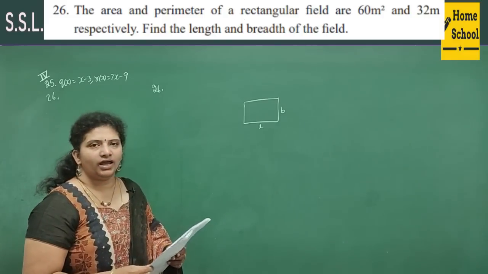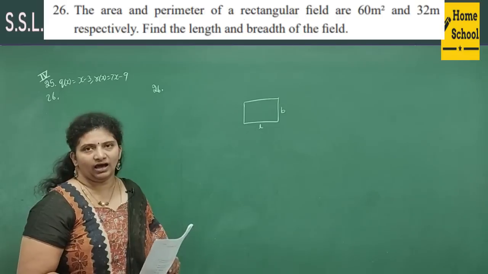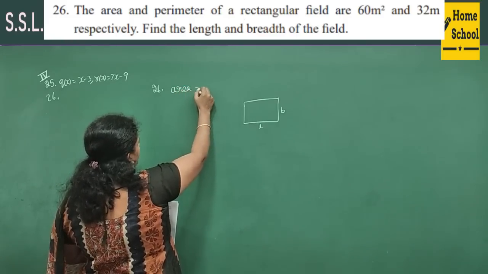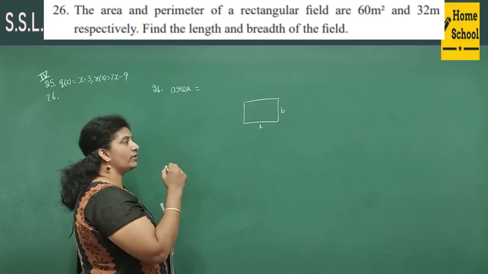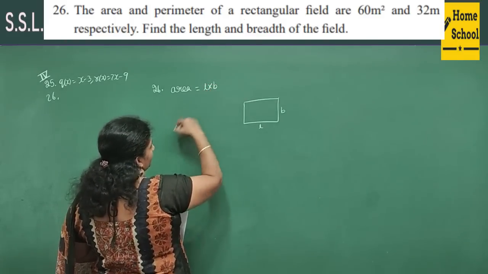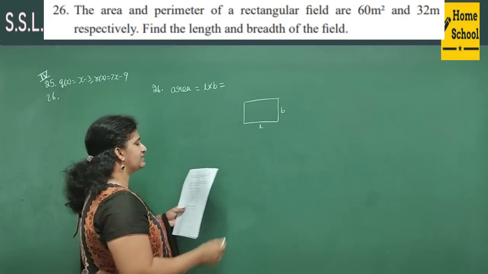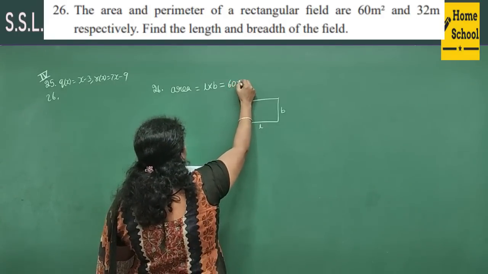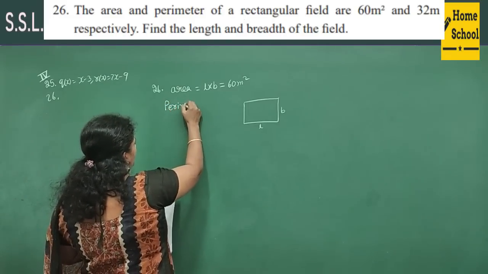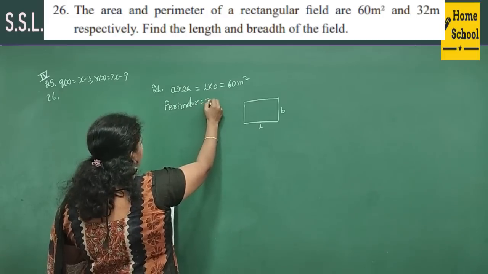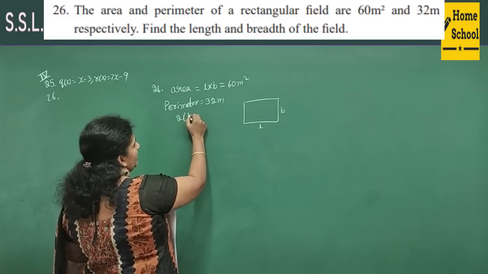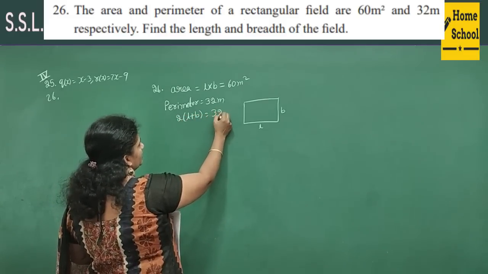The area and perimeter of a rectangular field are given. So, I am doing the problem in short, try to understand, and you write neatly stepwise. Area of a rectangle formula, L into B. What is that value given here? L into B is equal to 60 meters square. Right? And perimeter is how much given? 32 meters. What is the perimeter formula? 2 into (L plus B) is equal to 32.